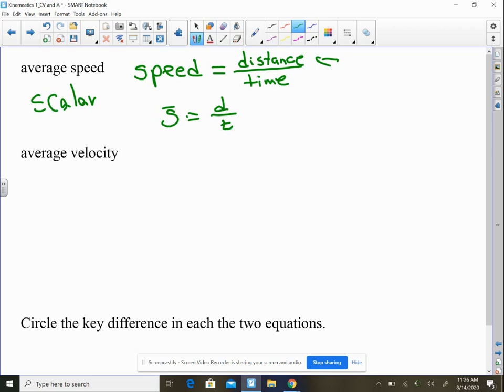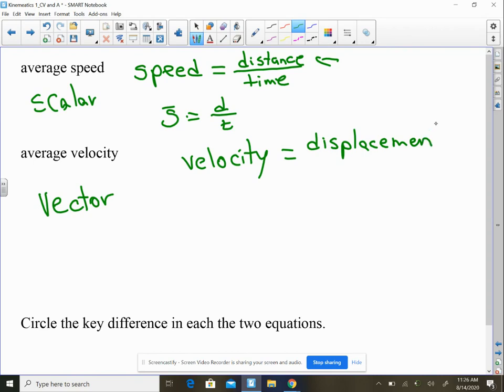Your average velocity is a vector quantity. And if we talk about velocity, velocity is displacement over time. The symbol for velocity is v, the symbol for displacement is delta x, and the symbol for time is t.